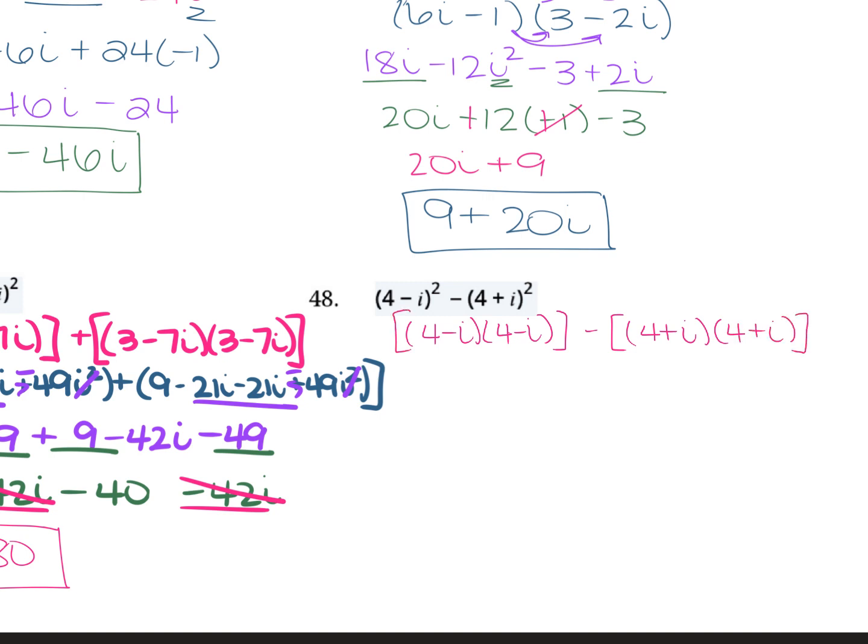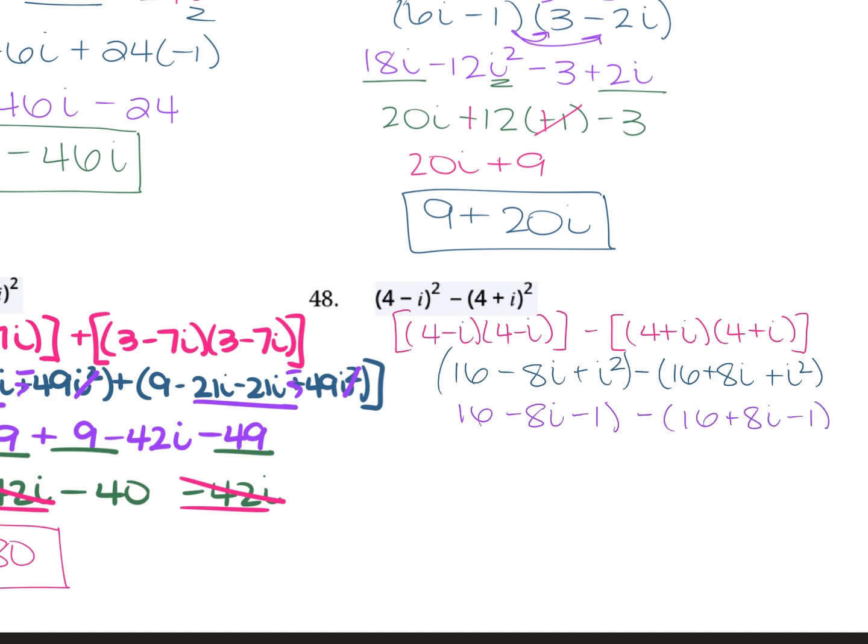So again, if we FOIL it out, it's going to give us 16 minus 8i plus i squared minus 16 plus 8i plus i squared. Your i squareds here are negative 1. So that's 16 minus 8i minus 1 minus 16 plus 8i minus 1.